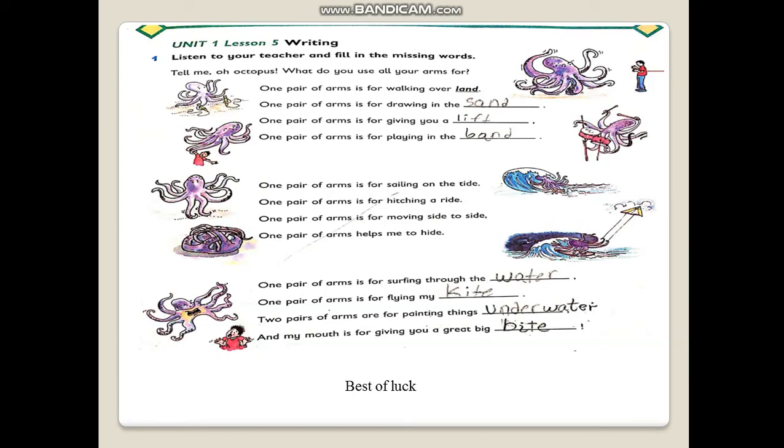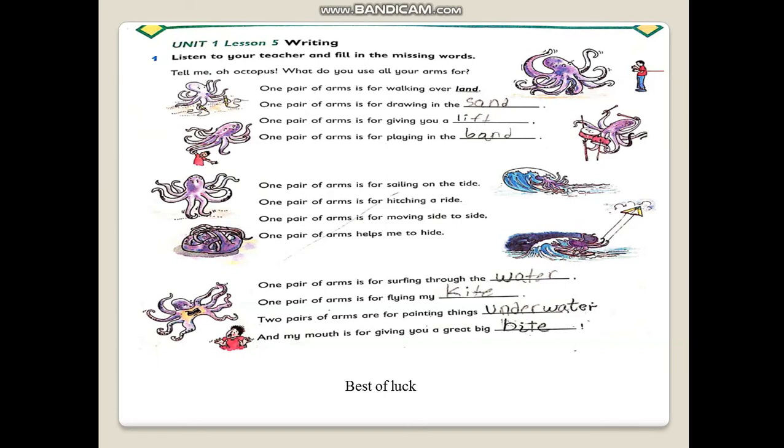You have to just look at these pictures and read these lines. One pair of arms is for hitching a ride. One pair of arms is for moving side to side. One pair of arms helps me to hide. Octopus has many arms. So here the octopus is telling us how he uses these arms and for what purpose he is using them.